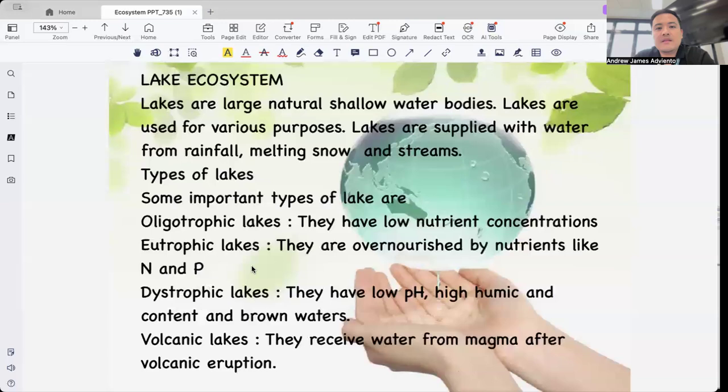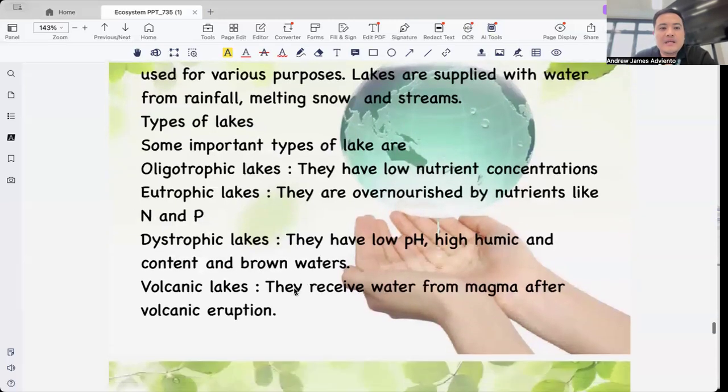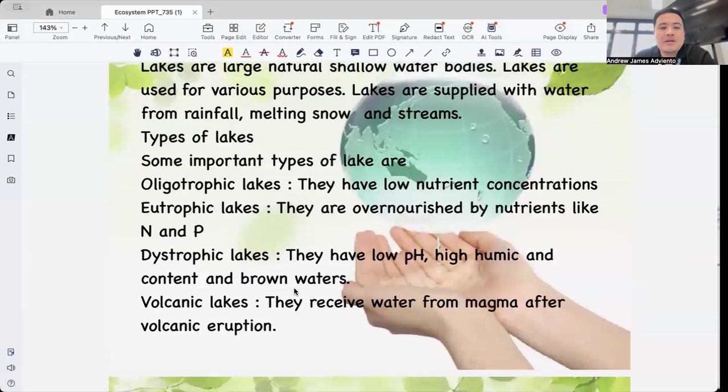Moving to lakes, these are larger standing bodies of freshwater formed naturally or artificially. They consist of various zones and are influenced by light, temperature, and nutrient levels. Now we have types of lake: the oligotrophic lake, the eutrophic lake, the dystrophic lake, and then the volcanic lake.